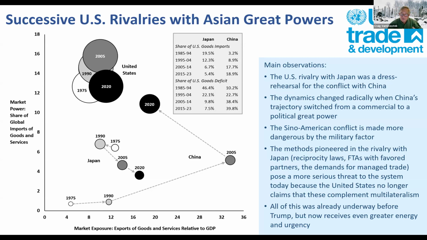And the same things that were being pioneered in the US conflict with Japan, reciprocity laws, the negotiation of free trade agreements, demands for managed trade, all of those instruments are being redirected in dealing with China. And my point, getting back to where I began, is all of this was already underway before Trump showed up, but it receives greater energy and greater urgency in the second Trump term, which I expect to be much like the first Trump term, but on steroids.